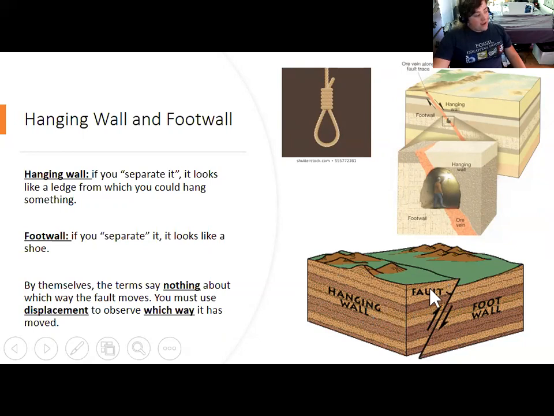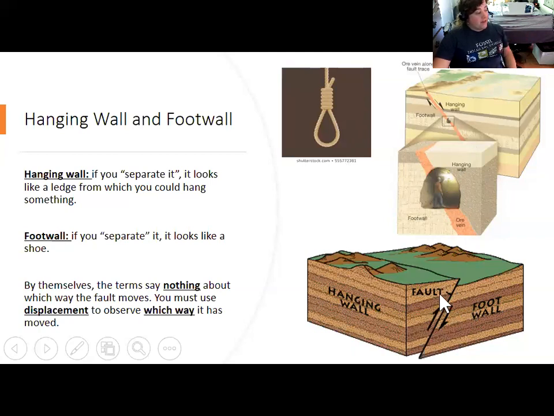But this is the hanging wall, because if you were to separate this block and had it by itself as a cliff, you could hang something from it. I like this diagram because it shows how you could envision this if you were still underground. So you have a fault along which an ore vein is cutting into, and you can hang a lantern from the hanging wall. The footwall is the other wall.